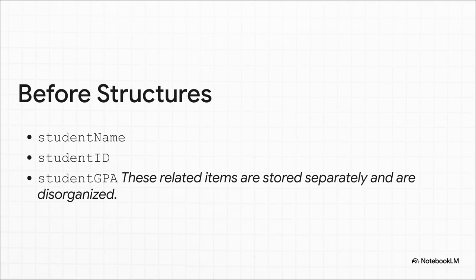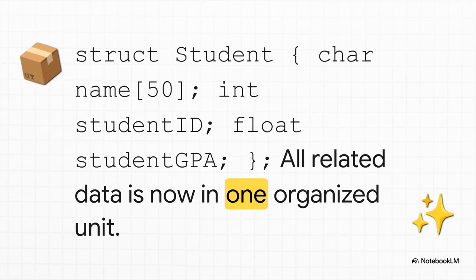But see, arrays have one rule. Everything inside has to be the same type. So what about something more complex, like a student? A student has a name, which is text, an ID, which is a number, and a GPA, which is a decimal. Storing these in 3 separate, unrelated variables feels clumsy. It's just disorganized. And that is where the struct, short for structure, comes to the rescue.